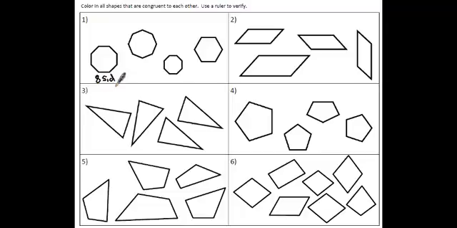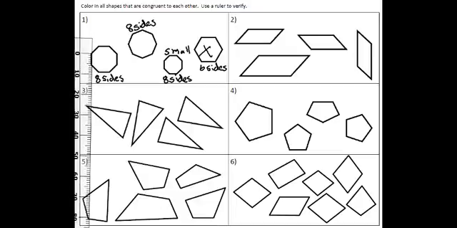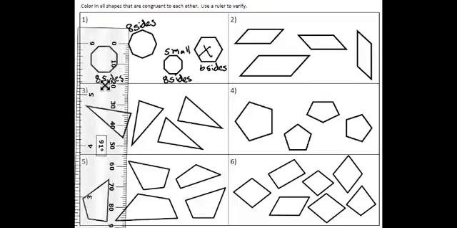Now we're going to color in all shapes in each problem that are congruent to each other. And you can use a ruler to help you verify or make sure that they are the same shape and the same size. So here we have 8 sides, 8 sides, 8 sides, so we have a bunch of octagons, and then over here we have a 6-sided hexagon. Now this octagon is way too small, so that one's not going to be congruent because it's not the same shape. The hexagon wasn't congruent because that wasn't the same size.